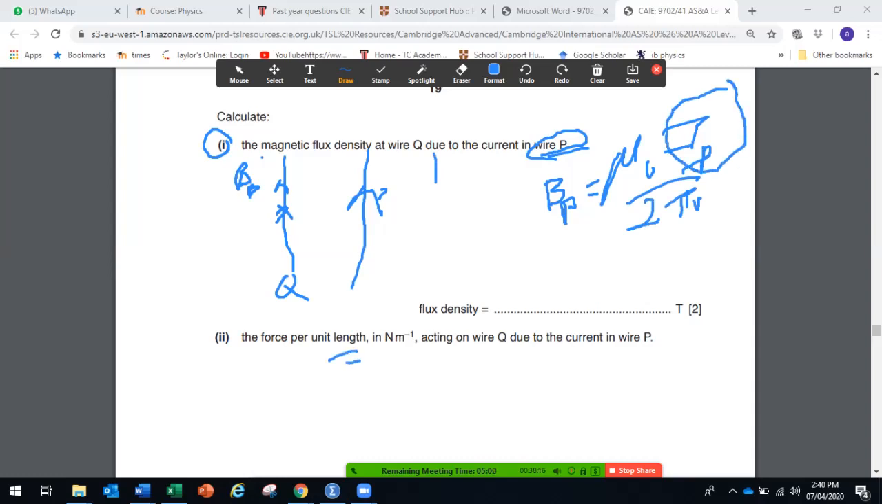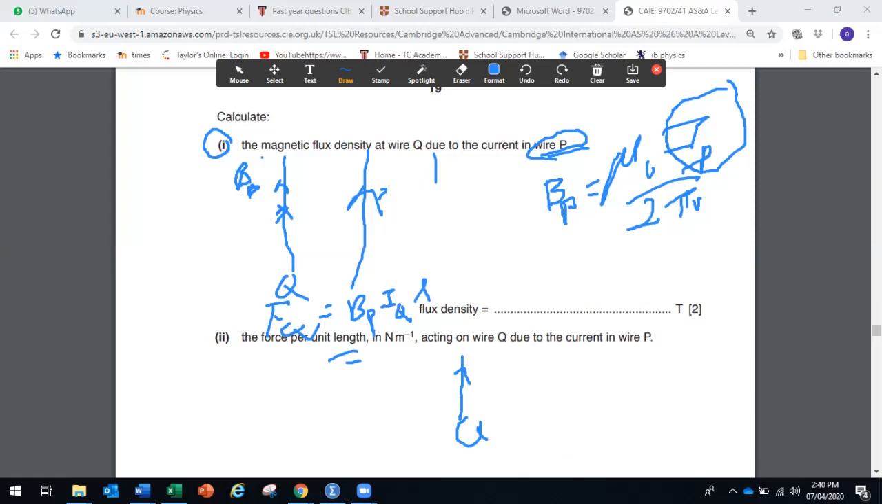Here in the second question, you want the force at Q. The force at Q is B of P, I of Q, L. So that's why you use I of Q. Only the magnetic flux density is different; the rest we use the same.